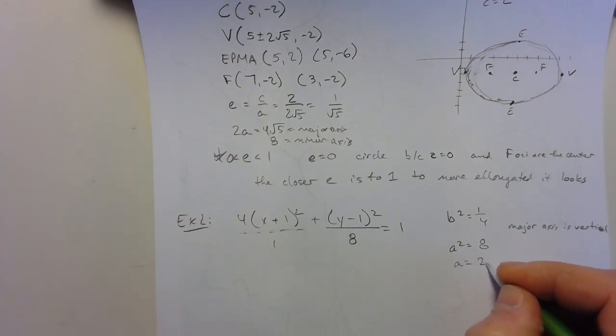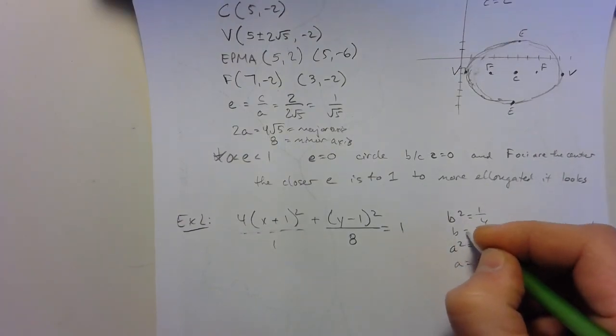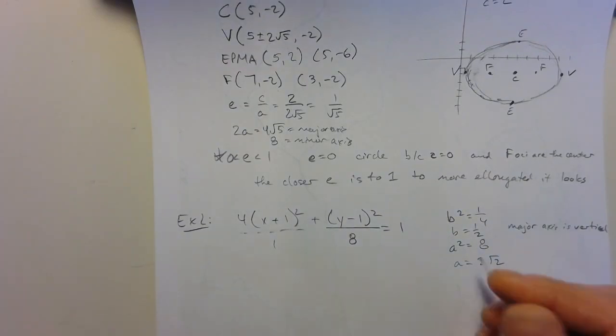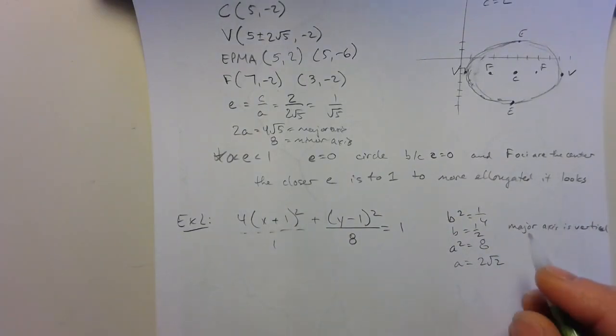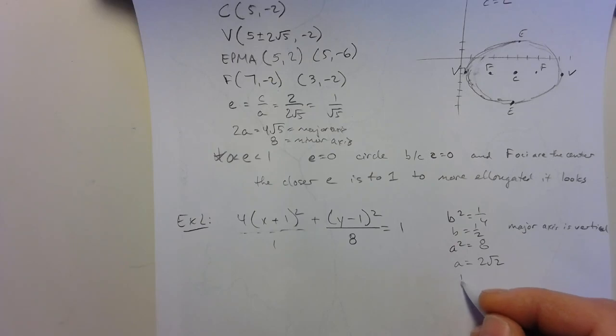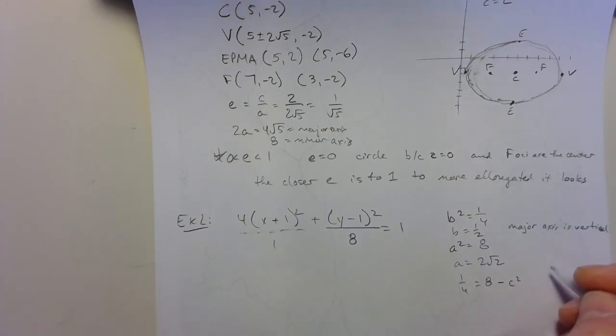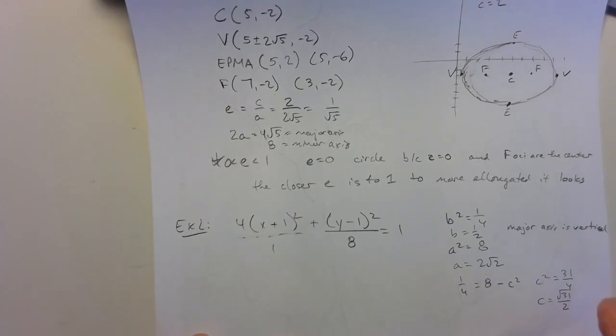So a is the 2 root 2, or the square root of 8, and b is 1/2. Then we might as well do c while we're at it. b squared equals a squared minus c squared. Not the prettiest math in the world. I'll move the c squared over, so c squared equals 8 minus a quarter, so that's 31/4. So c equals the square root of 31 over 2. These numbers can be not so pleasant.